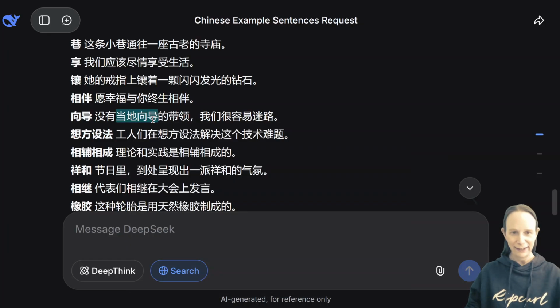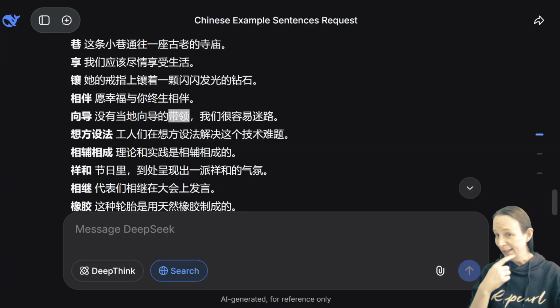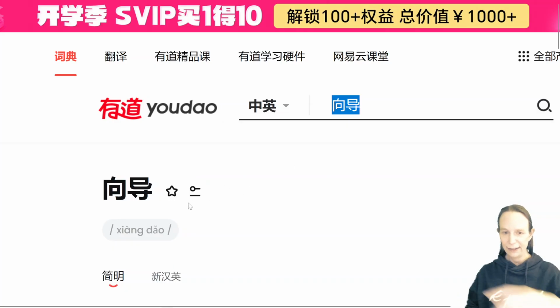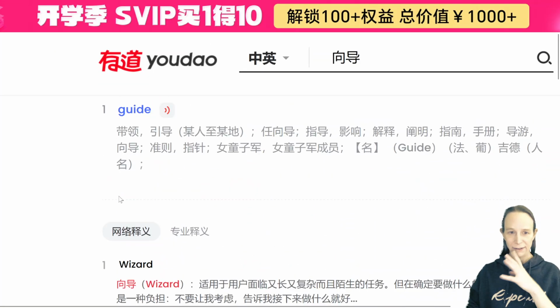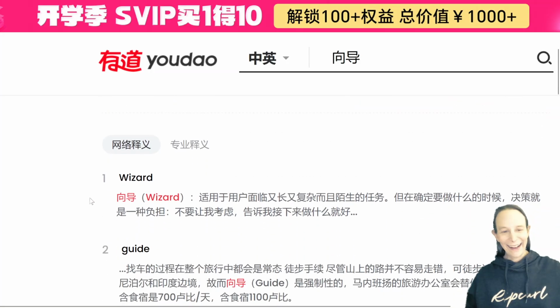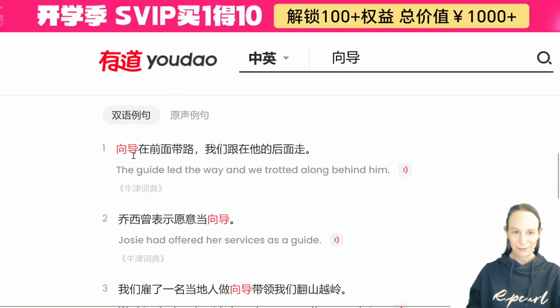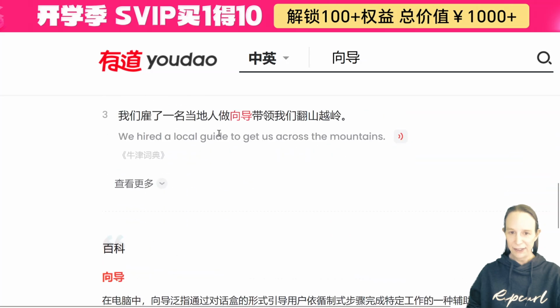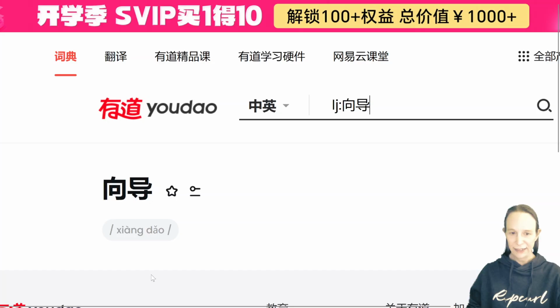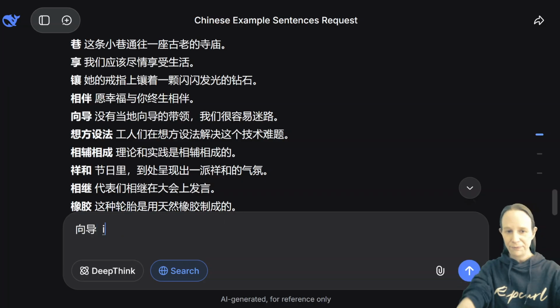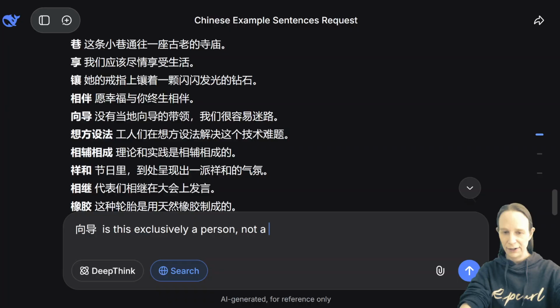Or is it 当地向导? Is it just a person? So 带领 does mean guide as in a verb. So 向导, is it just a person? What do I feel? Wizard. I turn you into a frog. 向导. Okay, so this is a person. 当向导, a person. 做向导, person. All right. 向导. Are you exclusively a person, not a verb?